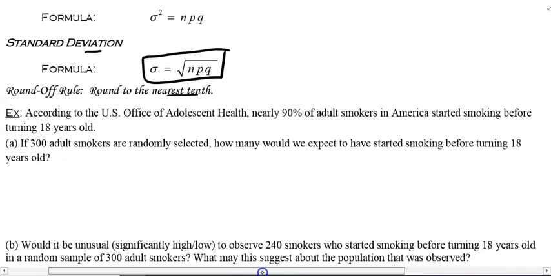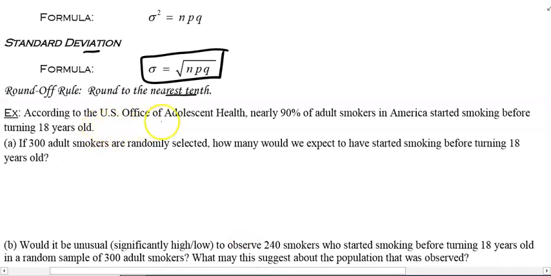So here's an example. According to the U.S. Office of Adolescent Health, nearly 90% of adult smokers in the U.S. started smoking before they were 18. So 90%. What's q? q is 10%. If 300 adult smokers are randomly selected, n equals 300. How many would you expect to have started before turning 18?